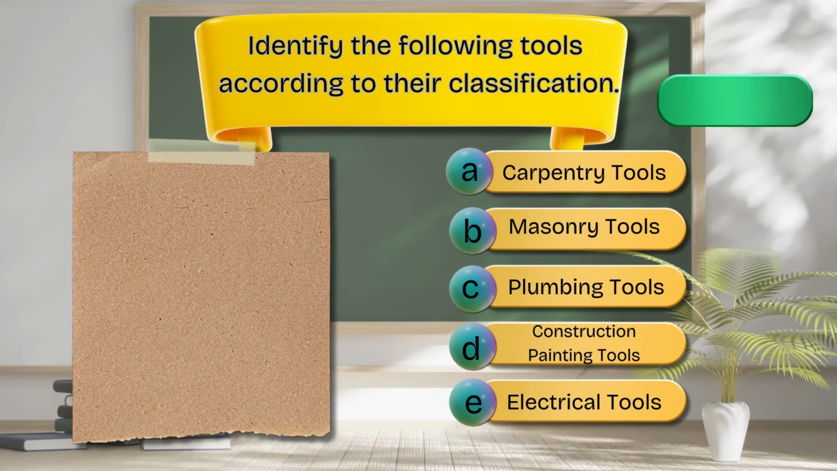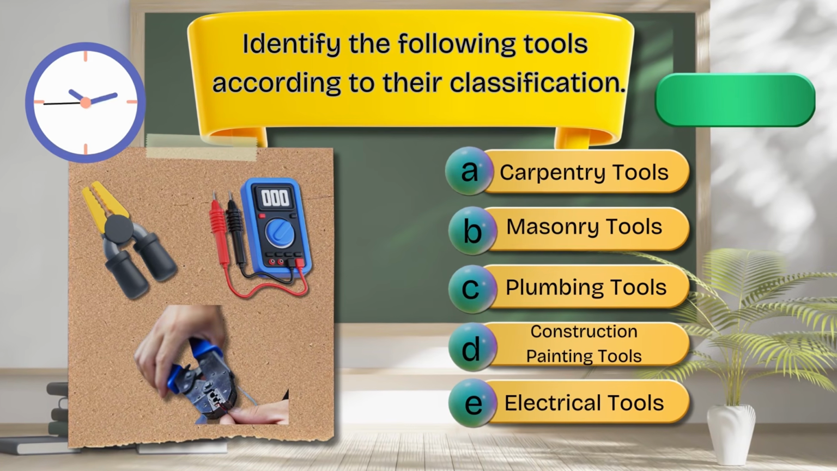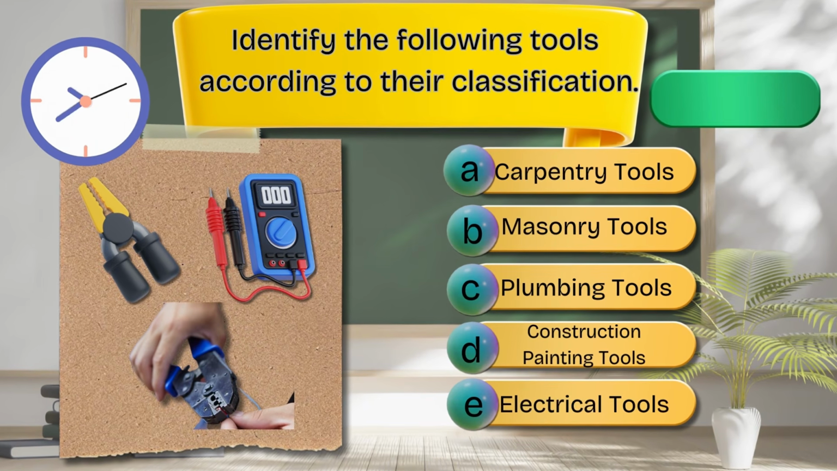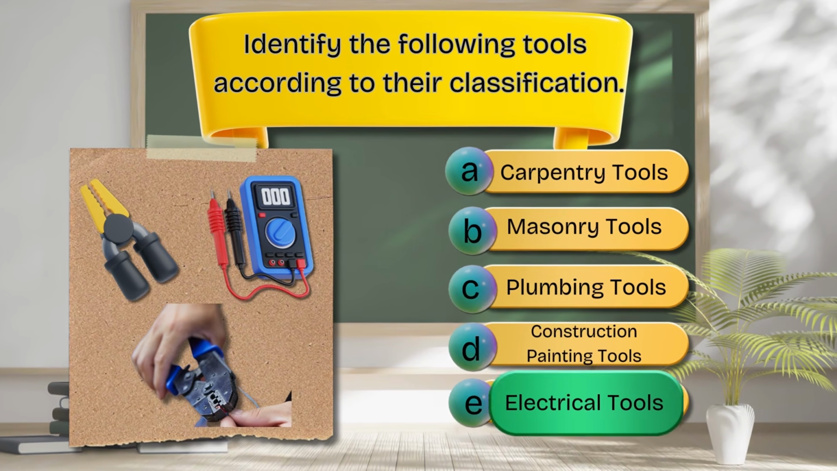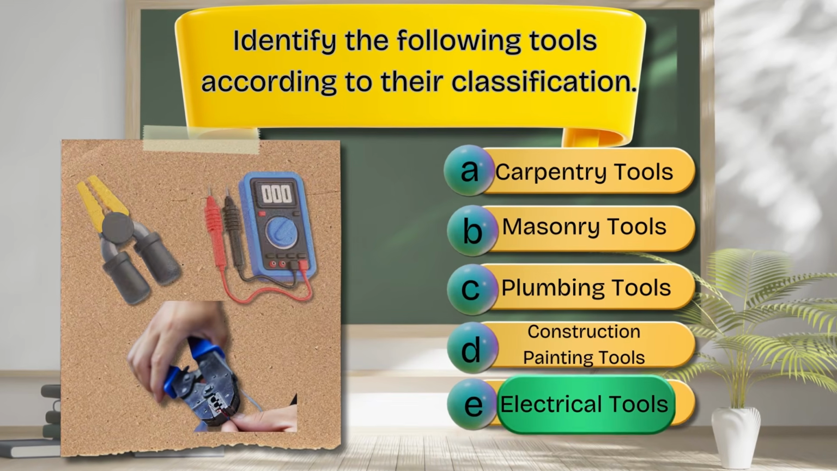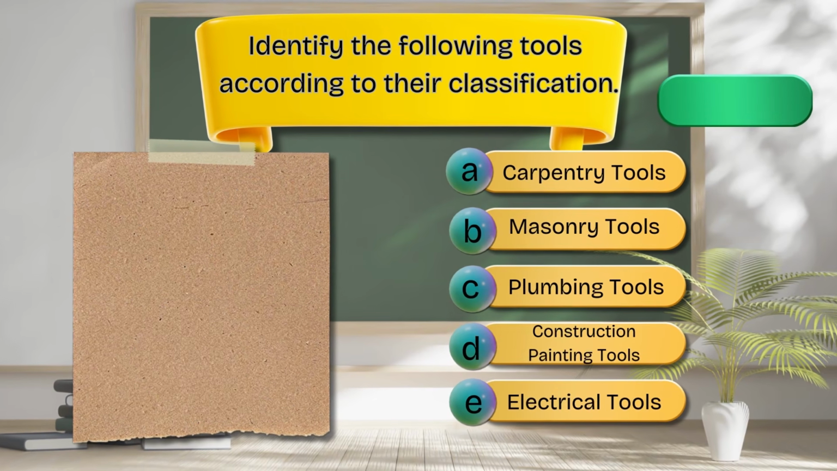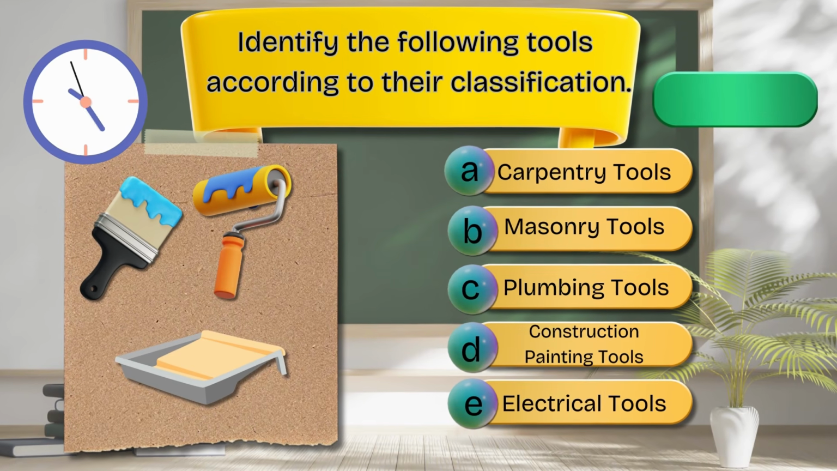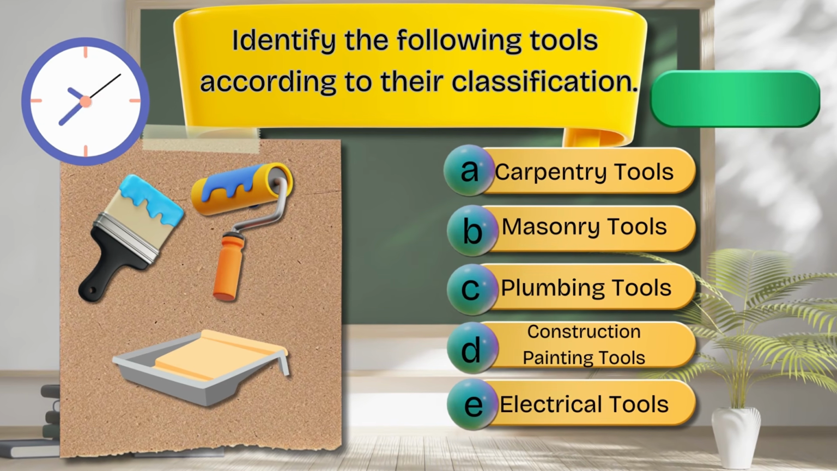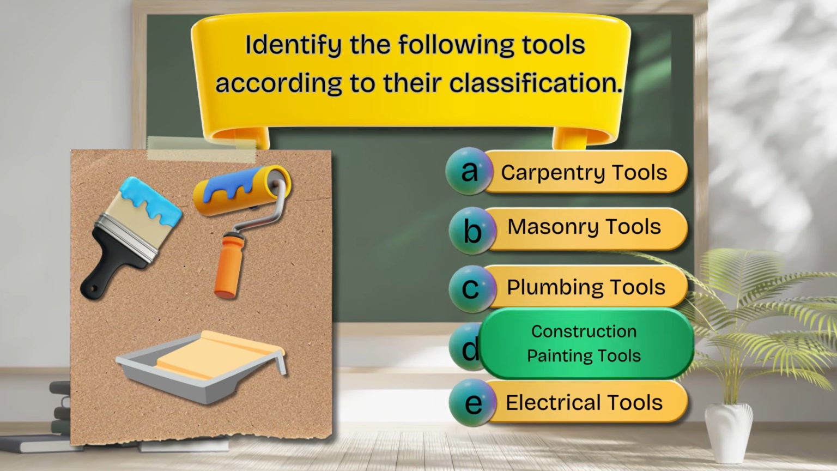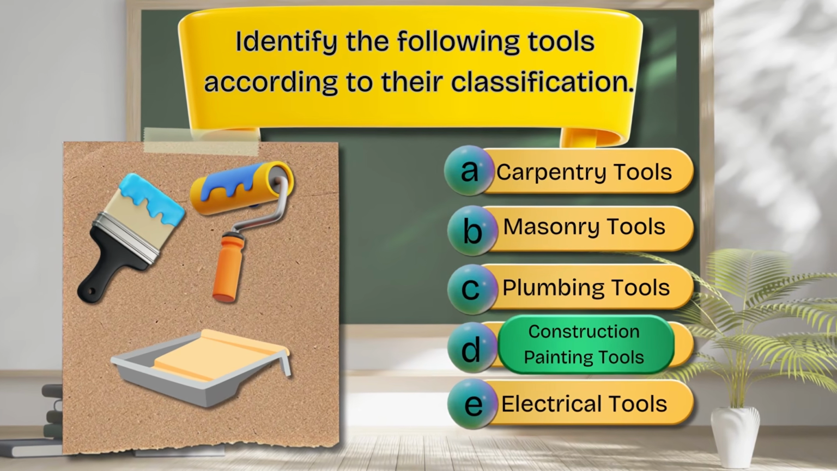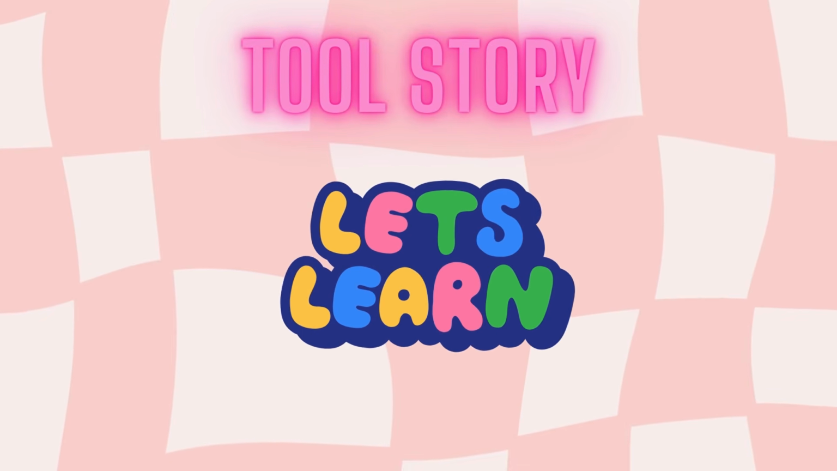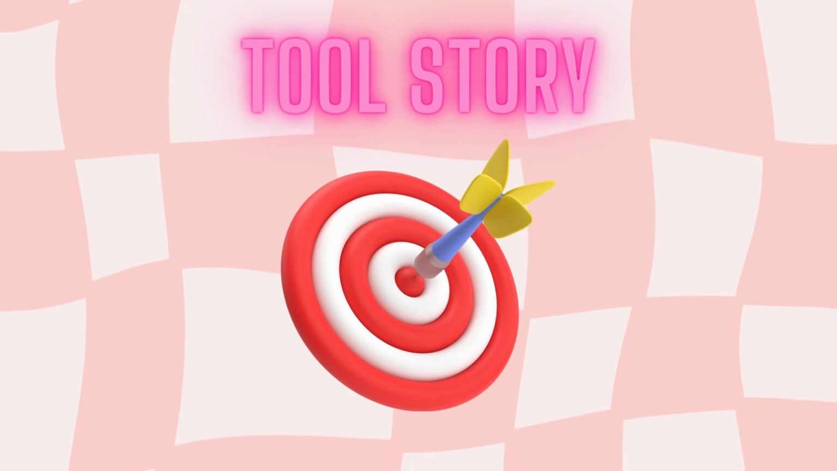Number 4. Identify these pictures. Very good. Electrical tools are correct. Number 5. Identify these pictures. Very good. Construction painting tools are correct. Let's watch the tool story to learn about the importance of using tools correctly and for their intended purposes.